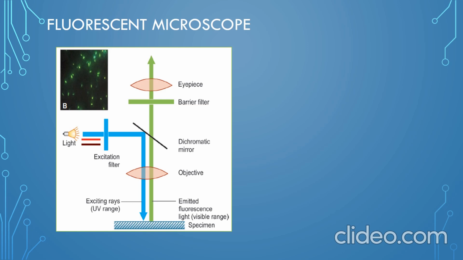Next is the fluorescent microscopy. In the fluorescent microscope, we do have two filters. One is the excitation filter and the other one is the barrier filter. Here we can use fluorescing dyes to illuminate and fluoresce so that it can be visualized.